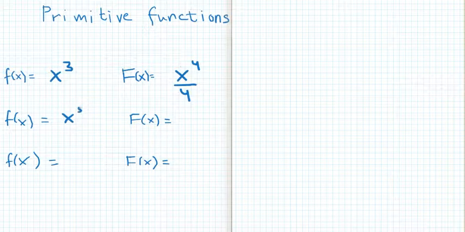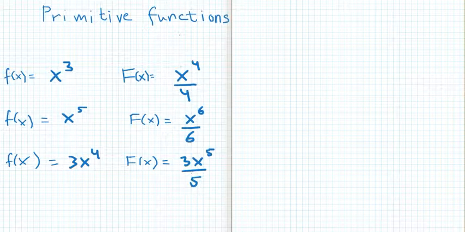x to the power 5, its primitive is x, and I'm going to increase 5 by 1, so we're going to get 6, and then divide by 6. If I have, let's say, 3x to the power 4, the 3 stays, I'm just going to write it out, 3x. I increase the 4 by 1, so it's going to be to the power of 5, and then divide by 5.